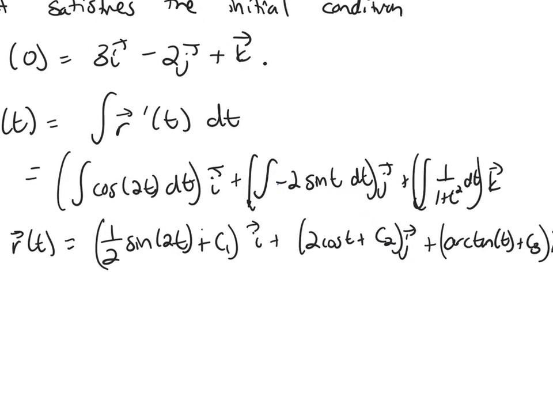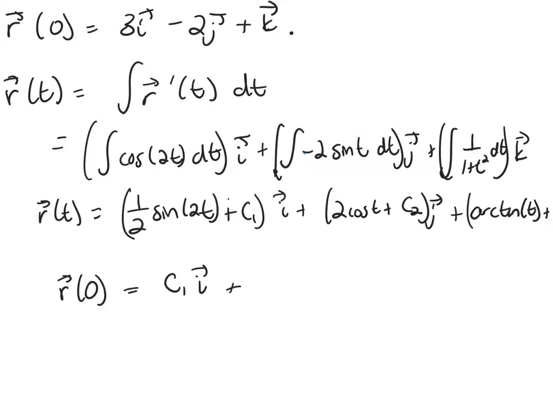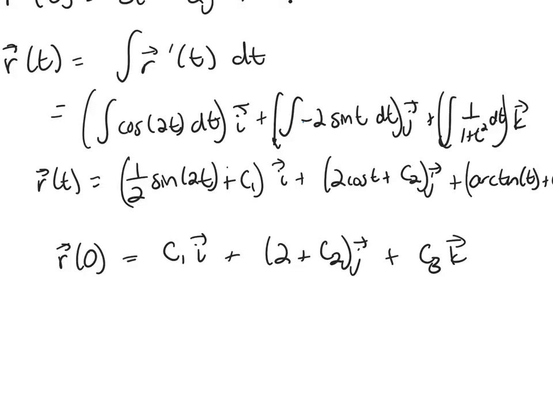So when I plug in 0 in place of t, r of 0, well, sine of 0 is 0, so you just get c1 i. Cosine of 0 is 1, so you get 2 plus c2 j. Arctangent of 0 is 0, so you just get c3 k. And I've got to find these constants, c1, c2, and c3. Well, they told me that r of 0 was equal to 3i minus 2j plus k.